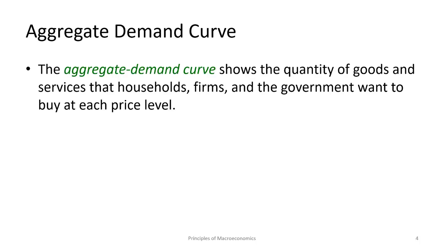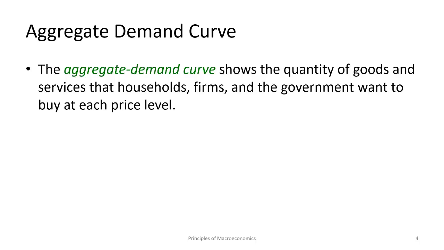Next, let's take up the aggregate demand curve. And what does this aggregate demand curve mean? The aggregate demand curve shows the quantity of goods and services that households, firms, and government want to buy at each price level. So given a price level, the question you are asking is how much people, or everybody in this country, want to buy.